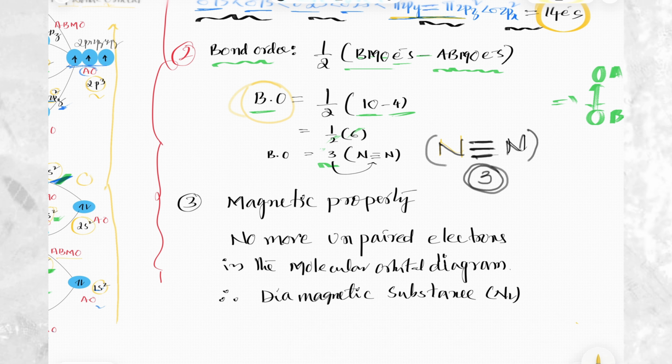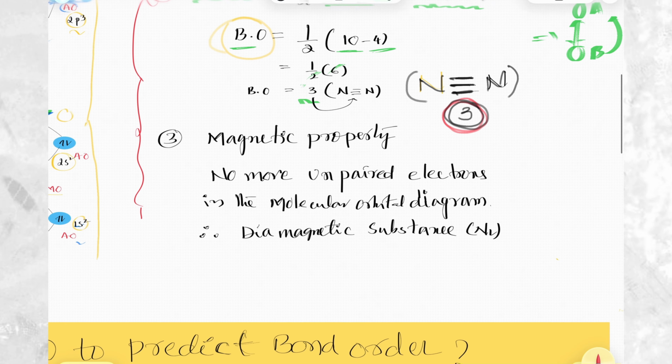Any doubt in this? What is the bond order? Number of bonds between two atoms. So how many bonds there are between two atoms indicates the bond order. Clear? Any doubt in this?